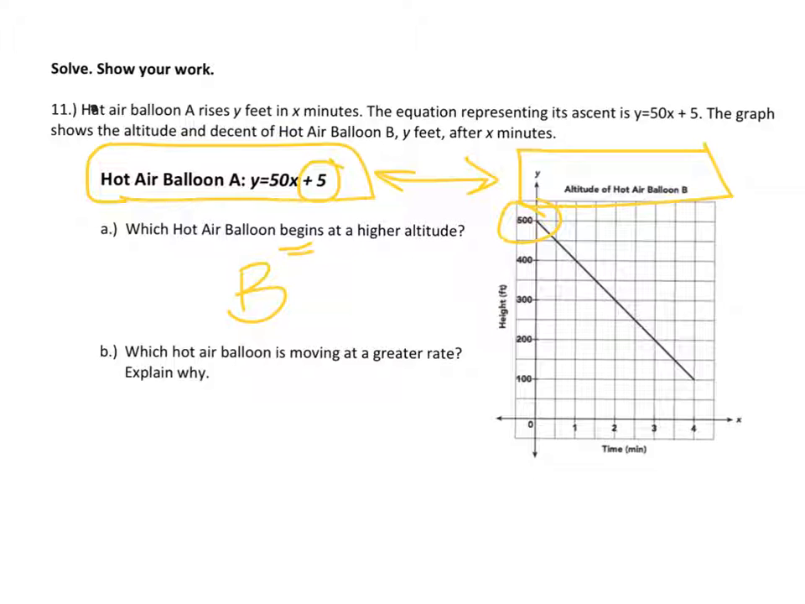Which hot air balloon is moving at a greater rate? Rate is the same thing as slope. So hot air balloon A has a slope of 50. Hot air balloon B, we would have to figure out the slope doing rise over run. So I'm going to pick 2 good points, maybe here and here, and make a right triangle.